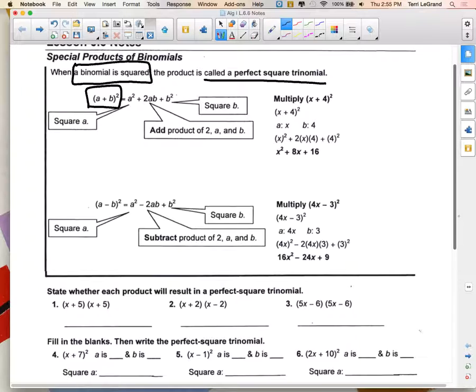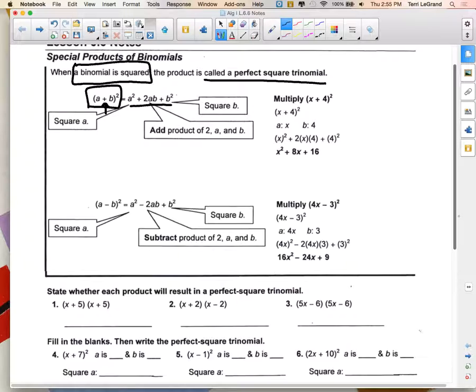When we have addition between the first and second term of that binomial, here is how our perfect square trinomial will end up. We're not going to FOIL it. We're not going to do 4 multiplications. We're actually going to do 3 because a trinomial has 3 terms. We can just do 3 multiplications.